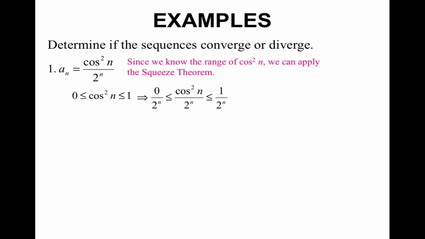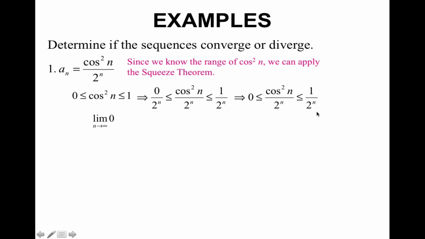And in order to make it look like my formula, I'm going to have to divide all 3 pieces by 2 to the nth power. And after simplifying, I get the following. Now, just like the normal squeeze theorem, I'm going to take the limit as n gets infinitely large for 0, and the limit as n gets infinitely large of 1 over 2 to the n.